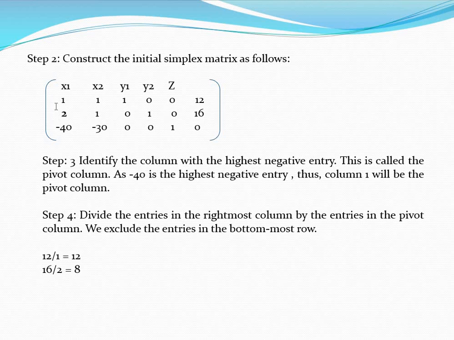Then step 4, what we have to do: divide the entries in the rightmost column. This rightmost column is 12, 16, 0. So divide these entries with the pivot column. We exclude the bottommost row. So 12 divided by 1, that is 12, and 16 divided by 2, that is 8, and we have to exclude the bottommost row.